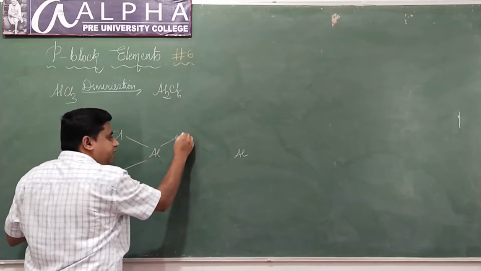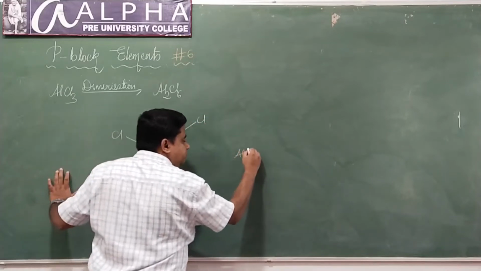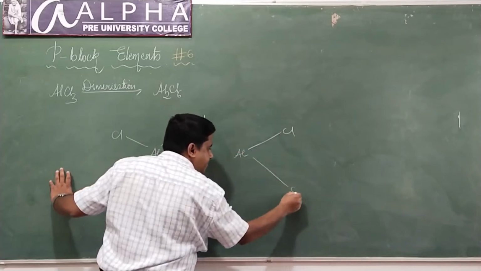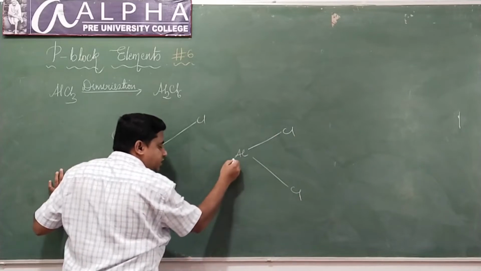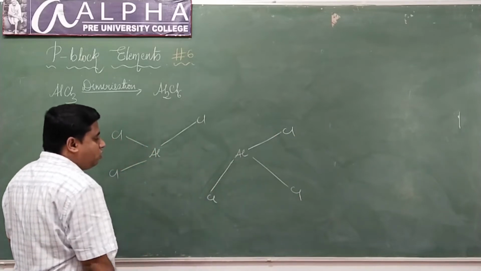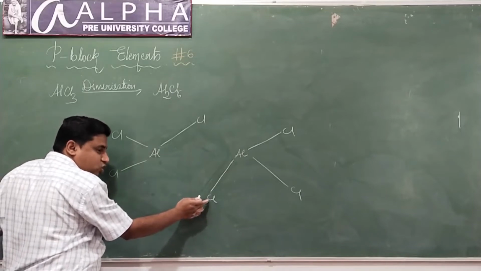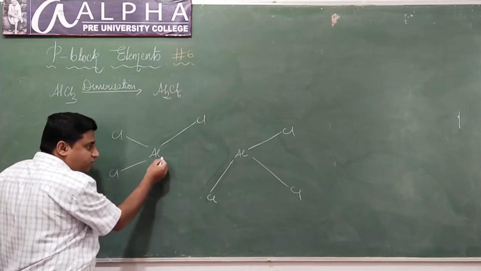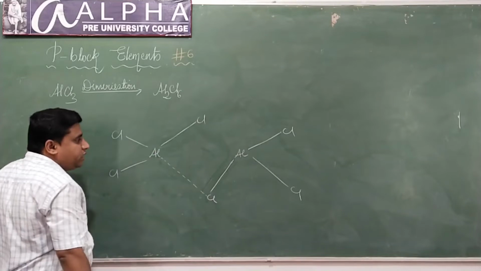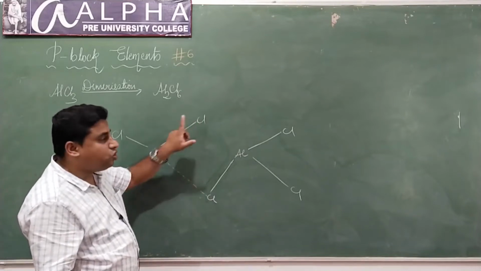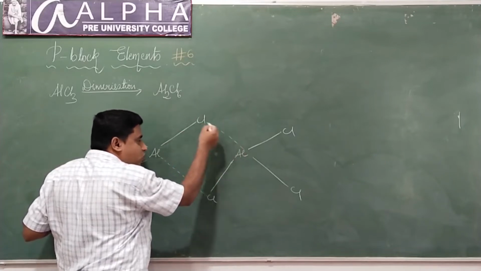AlCl3. See the structure of aluminium trichloride. Now what is going to happen? The chlorine will transfer its lone pair of electrons to the vacant orbital of aluminium. Is it correct? Here also, chlorine will transfer its lone pair of electrons to the vacant orbital of this aluminium and it forms a coordinate bond.